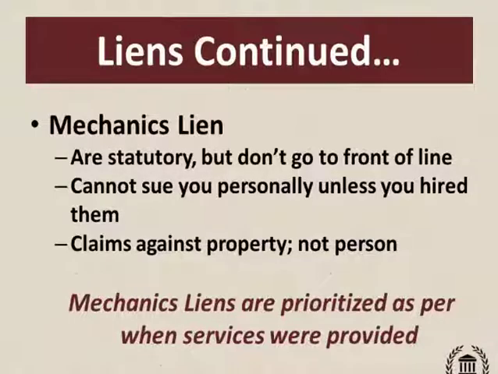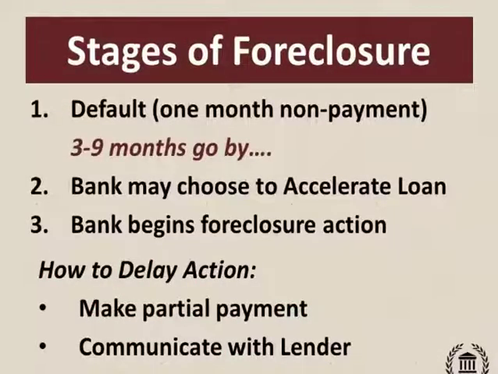Any other questions on liens before we go on? Okay, let's move on to the stages of foreclosure. I'm going to go through the general process. This is how it's done in just about all 50 states. So basically we start with a default. And what does default mean? Non-payment. One month of non-payment is a default.